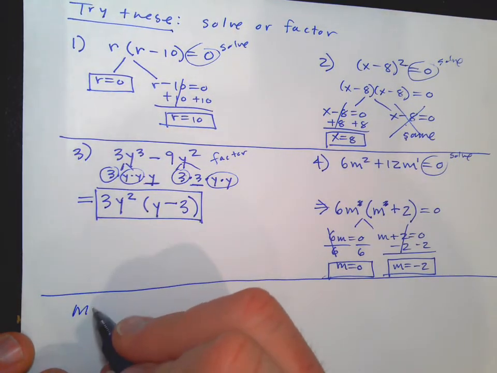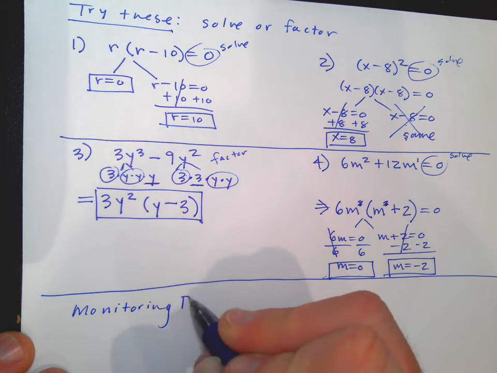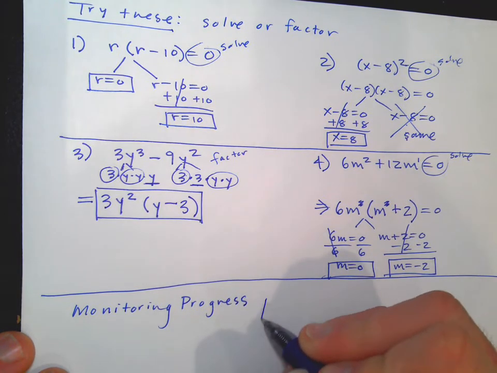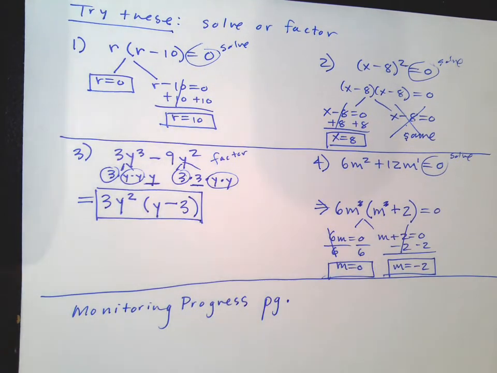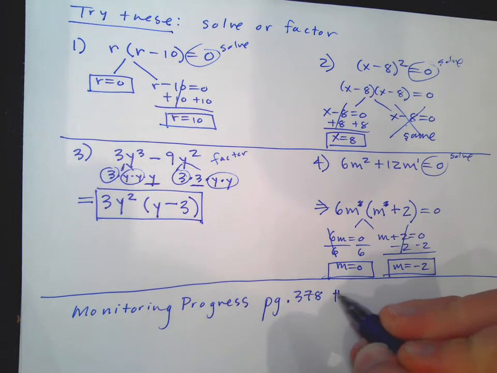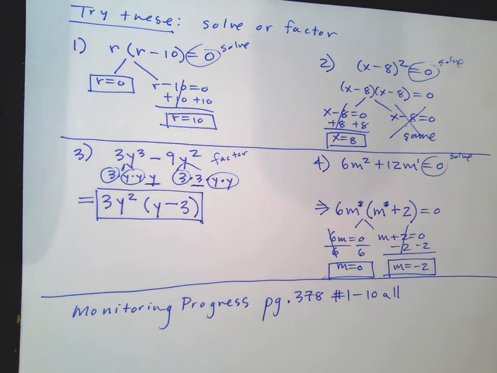We are going to do the monitoring progress for this unit. I generally assign all the problems. It's going to start on page 378, and we're going to do problems 1 through 10 all. There's a little blue button if you're doing it through the Student Dynamic ebook online, but you've got to be zoomed out all the way.